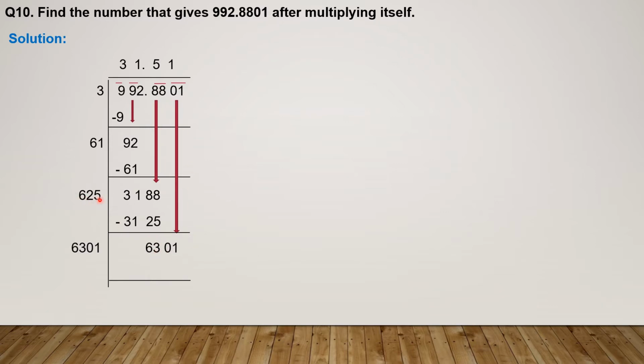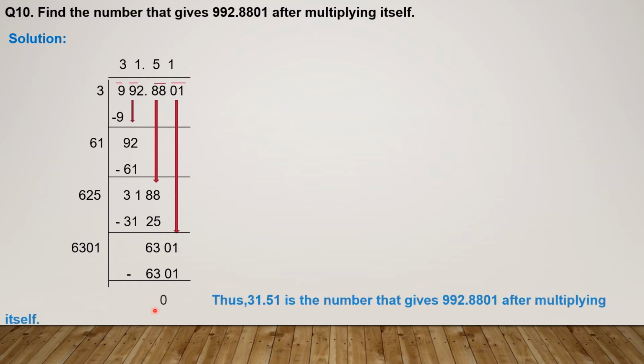In 625, 5 will be added and we get 630. With 630 we have to apply 1 also here. 6301, 1s are 6301, subtract them, the remainder is 0. Hence 31.51 is the number that gives us this given number after multiplying with itself.